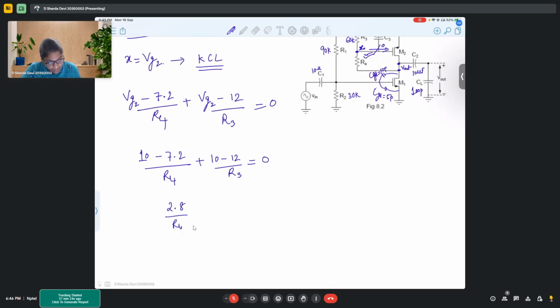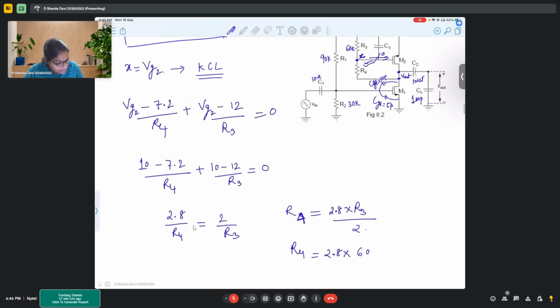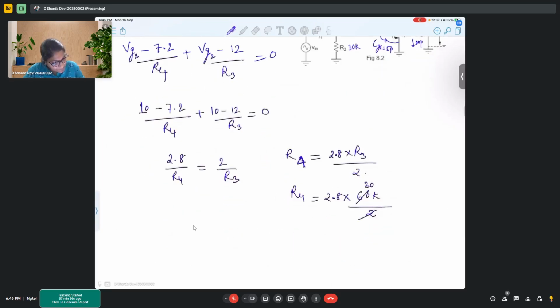2.8 by R4 equal to 2 by R3. So R3 equal to 2 into... oh, sorry, R4 equal to 2.8 into R3 by 2. So R4 would be 2.8 times R3, which was 60K, by 2. So 30K.